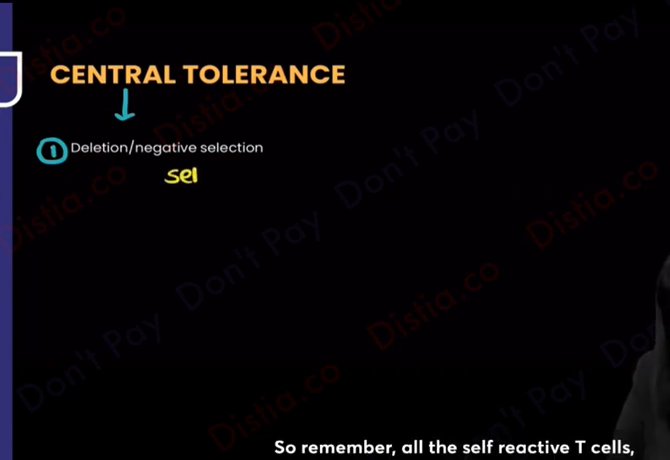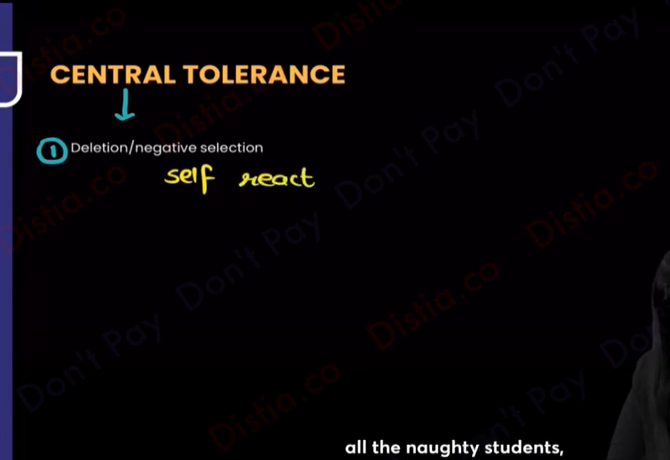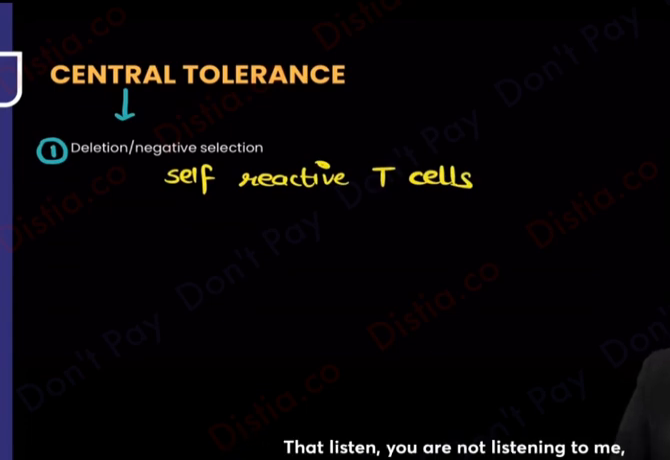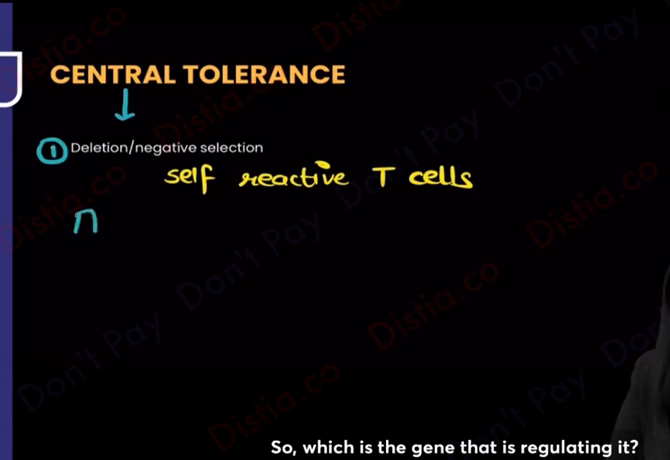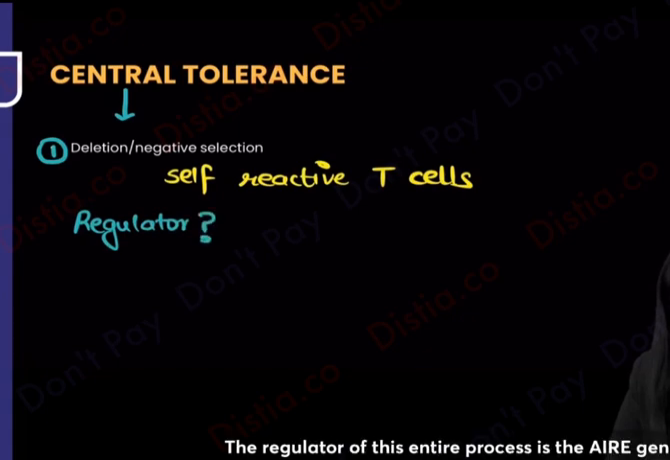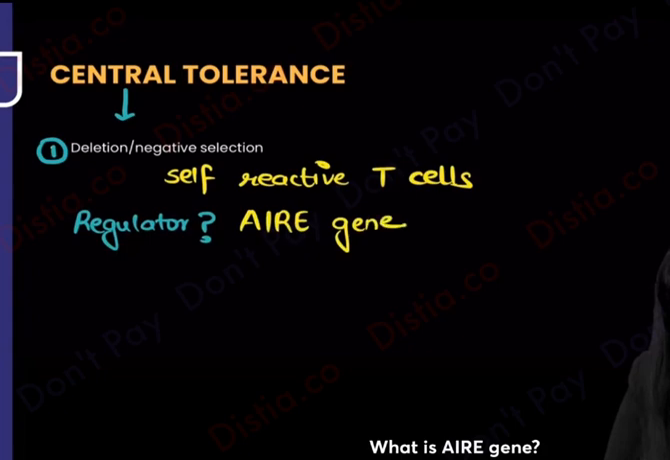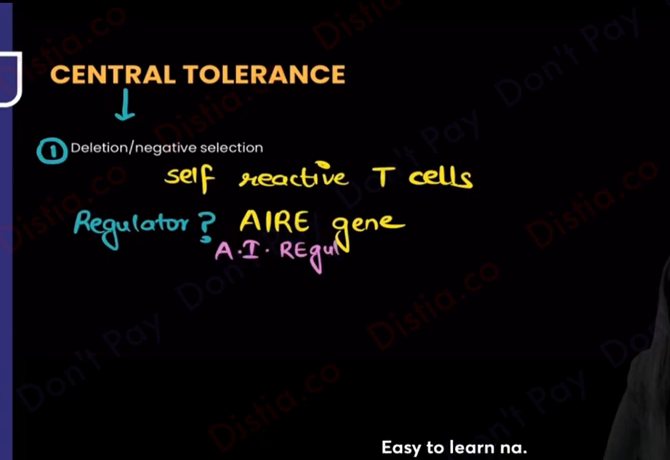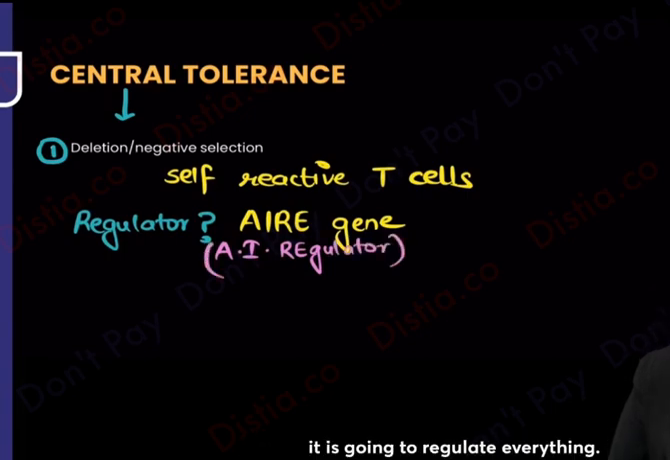So remember, all the self-reactive T cells, all the naughty students, are going to be deleted. Listen, you're not listening to me, you're breaking all the things in my classroom, you get out. Who does that? Obviously, a teacher or a principal can tell the students to get out. So which is the gene that is regulating it? If I ask you who is the regulator of this entire process, the regulator of this entire process is the AIRE gene. What is the AIRE gene? AIRE gene means autoimmune regulator gene. Easy to learn now. Autoimmune regulator. It is going to regulate everything.